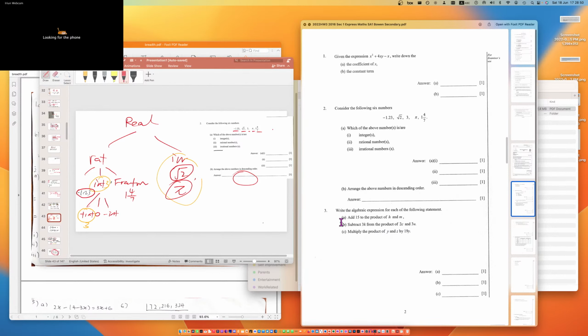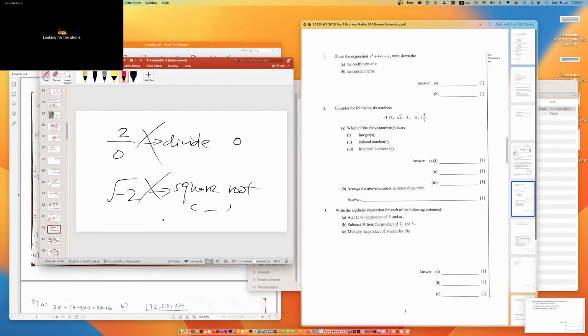Next, I'm supposed to go to this one. Write the algebraic expression. This one is about the English, which is as important as the mathematics. If you get the English wrong, then of course you are wrong.